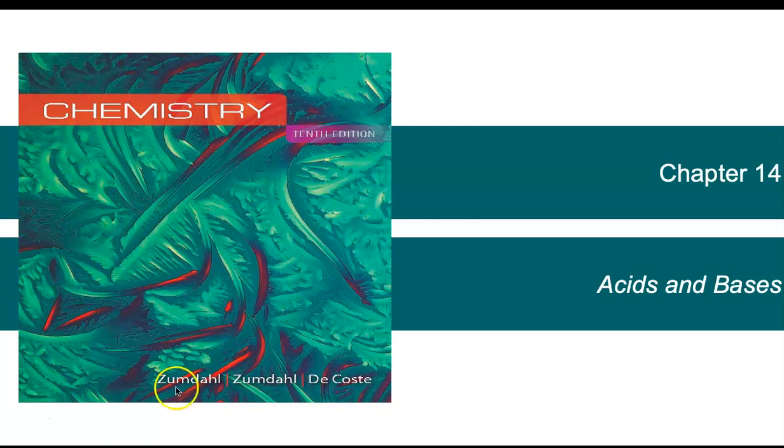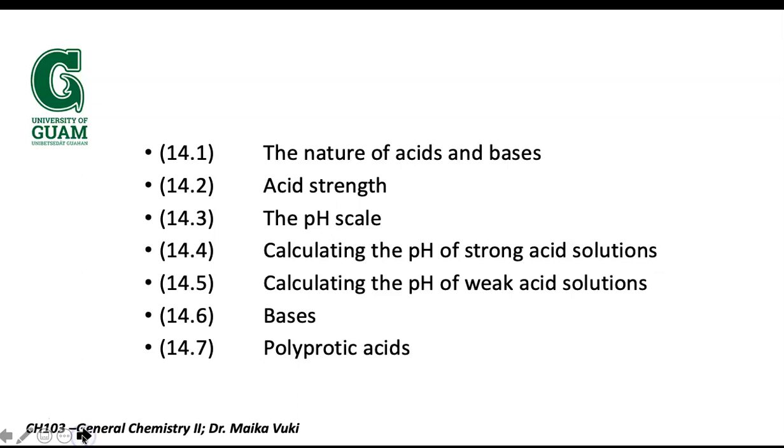This is chapter 14 on the topic of acids and bases. So we're going to look at the definition and talk about the strength and how we measure the acidity, that is the pH scale, and then we'll go on to the calculation of pH. Then we'll finish off this section with bases and polyprotic acids.